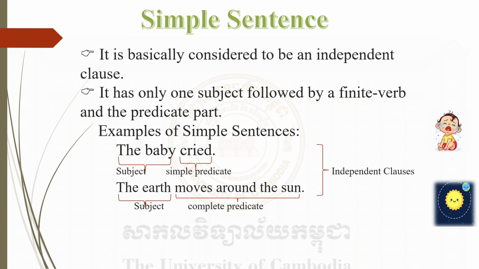The baby cries. You can see the baby is the subject and cry is the simple predicate because it has only one verb. And it has enough meaning, so it is called an independent clause because it makes sense. The earth moves around the sun. So you can see the earth is the subject, and moves around the sun is the complete predicate because it has the information to modify the subject. So the two sentences are called independent clauses.